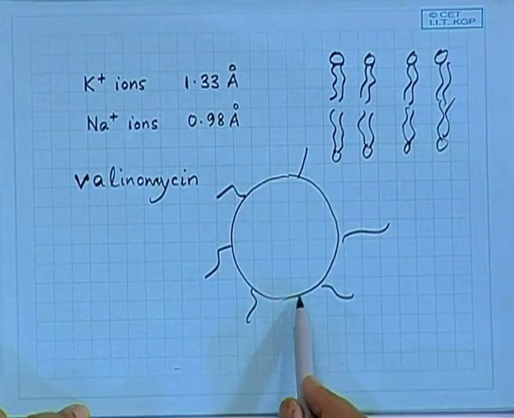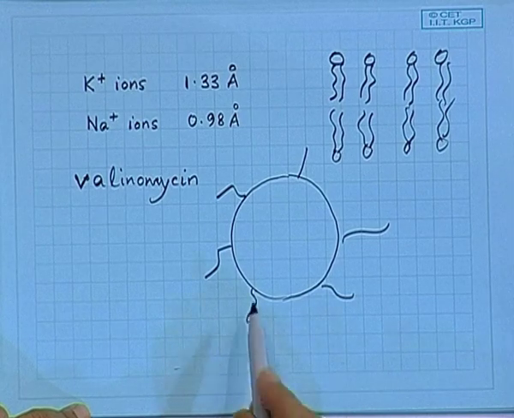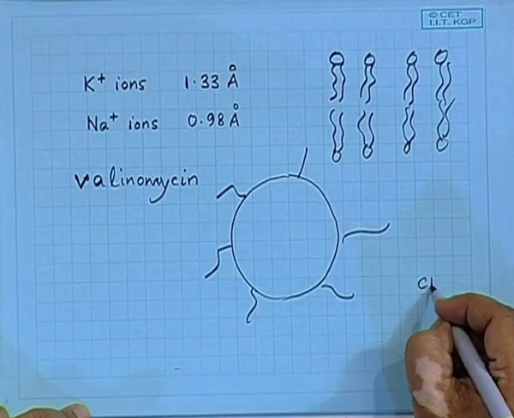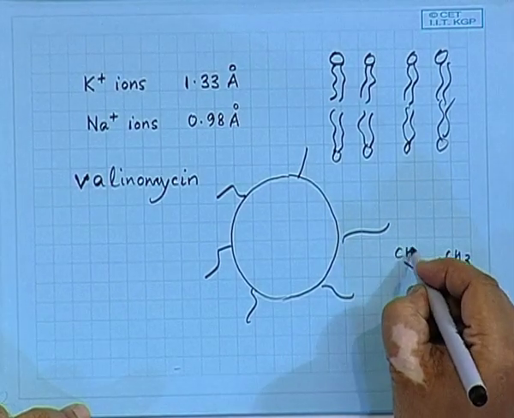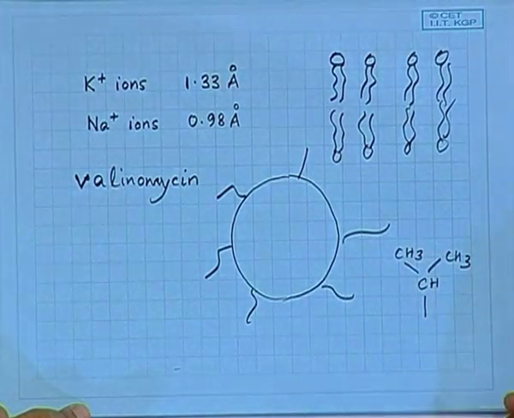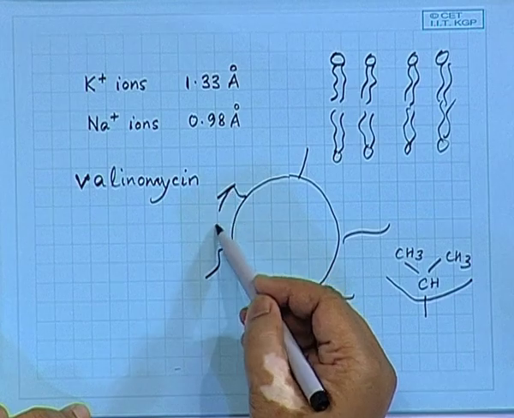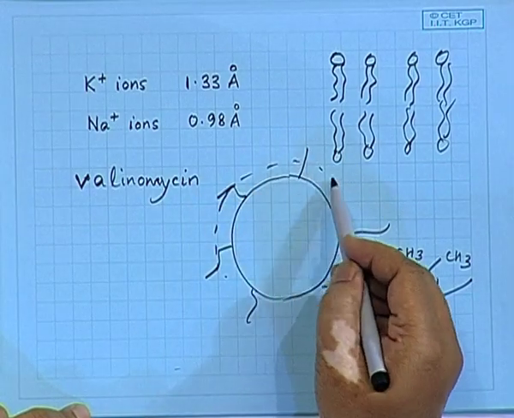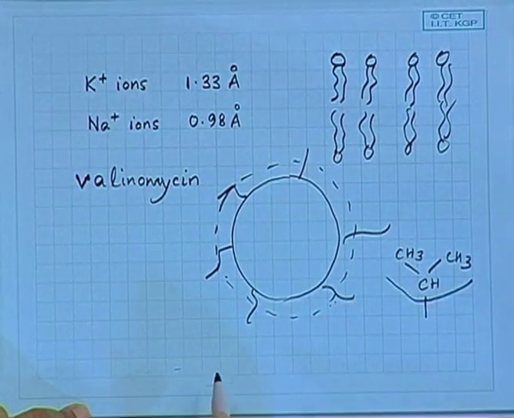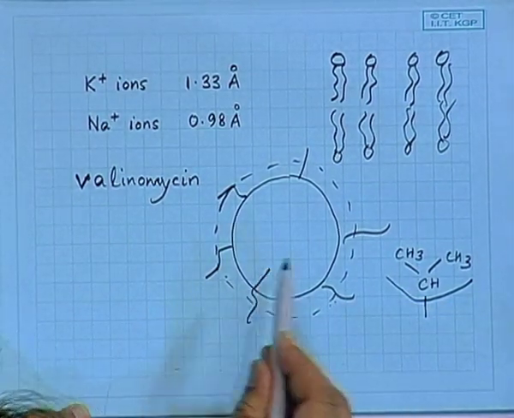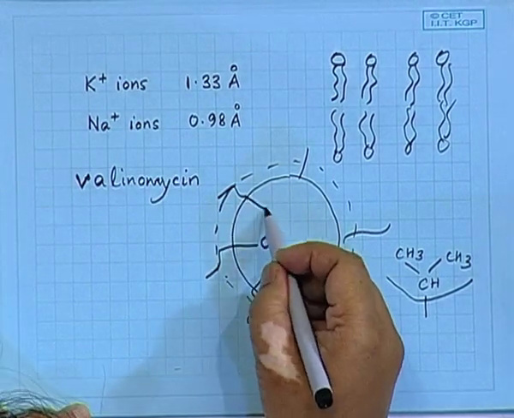So, we have some amino acid chains. Valinomycin means there are valine side chains that are outside here. So, what is the valine side chain? It is CH, CH3, CH3. What type of a group is it? A hydrophobic group. So, here we have a hydrophobic shell. Now, this hydrophobic shell in here has 6 oxygen atoms.